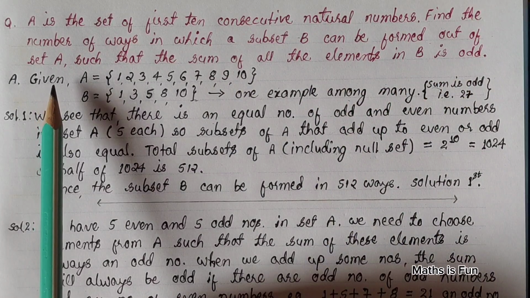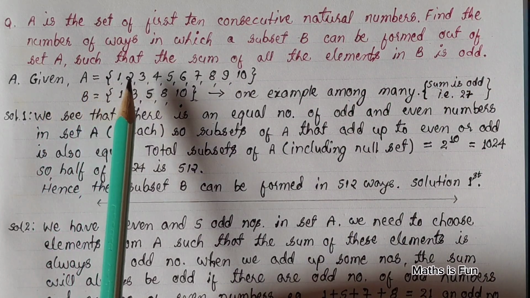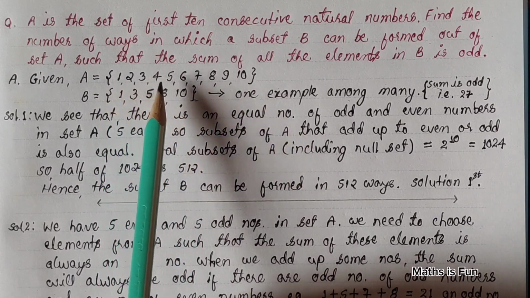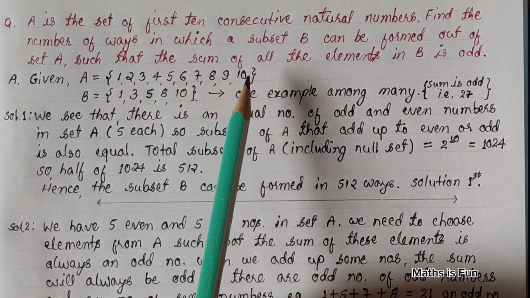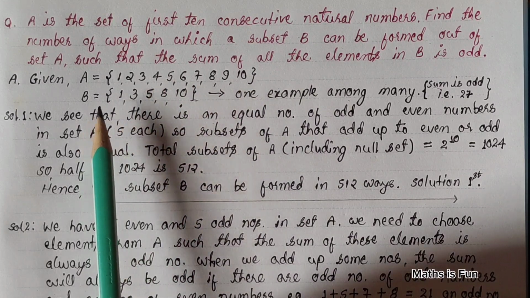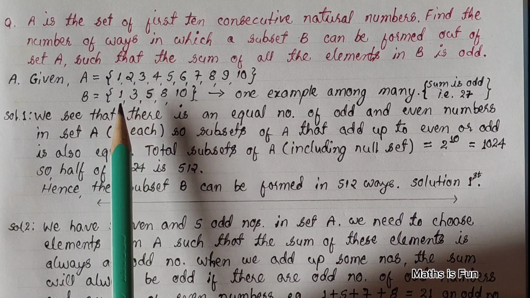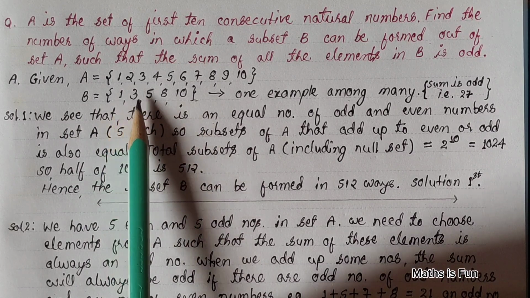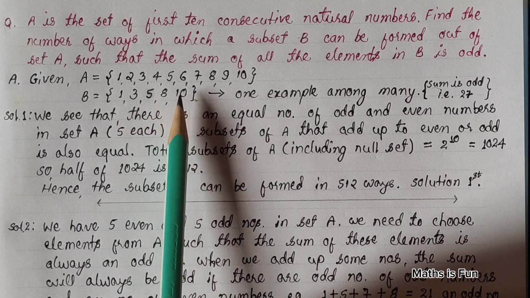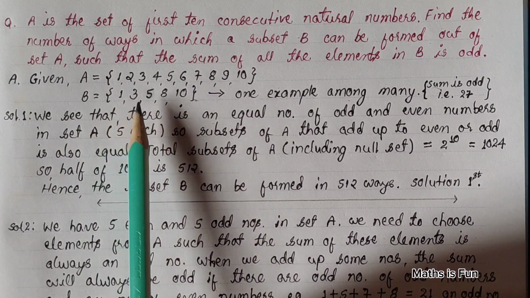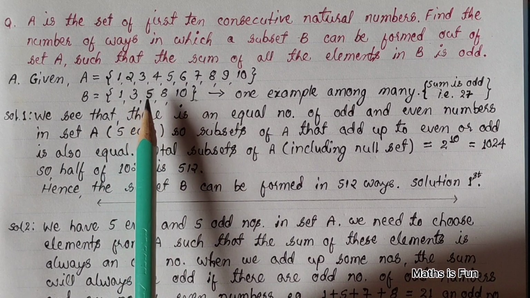So we are given set A, which has the first 10 consecutive natural numbers. These numbers are 1, 2, 3, 4, 5, 6, 7, 8, 9 and 10. Then we have to find the number of ways in which a subset B can be formed. This subset B is special in that the sum of the elements of B should always be an odd number. So I have taken one example from among many examples of forming the subset B.